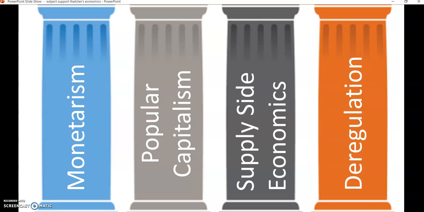It is definitely, though, a rejection of what was going on in the post-war era. So the dominant economic strategy from 1945 through to the mid to late 1970s is Keynesian economics. So that's a lot of government intervention and there's a focus on unemployment. And Margaret Thatcher is thoroughly rejecting Keynesian economics.